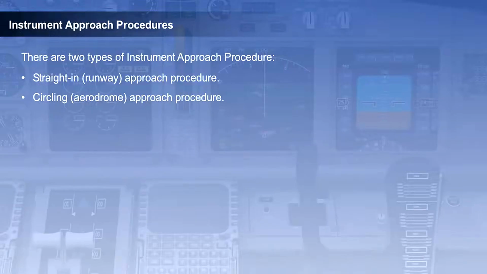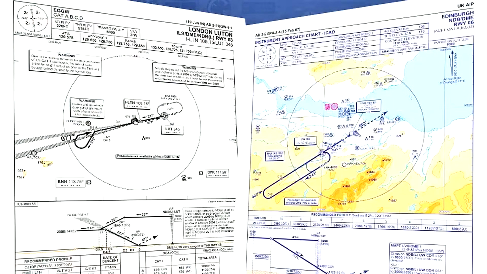There are two types of instrument procedure, and they are defined by the type of guidance that is provided to them. These are the straight-in runway approach and the circling aerodrome approach. The type of approach is based upon the siting of the navigation aids, either at the aerodrome, as is the case with the straight-in approach, or away from the aerodrome, as is generally the case for the circling approach. These approaches can be further subdivided into precision and non-precision approaches, to which we will now turn our attention.